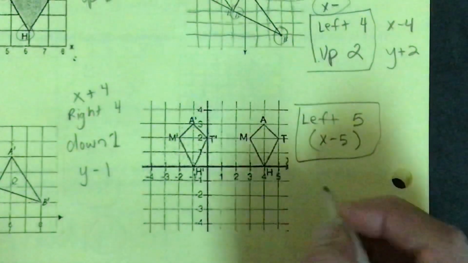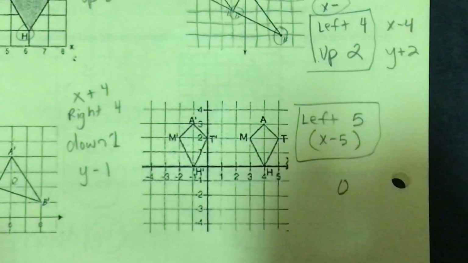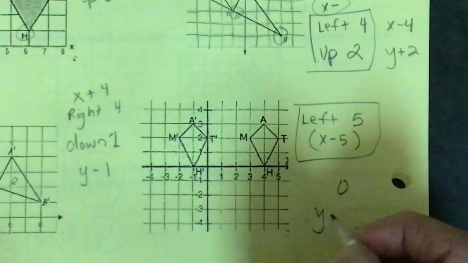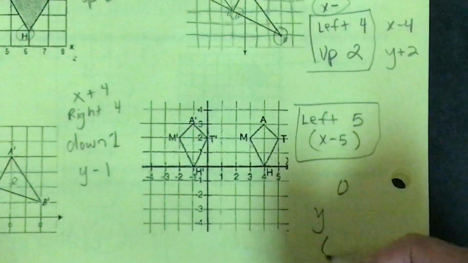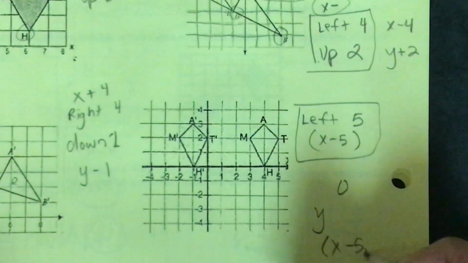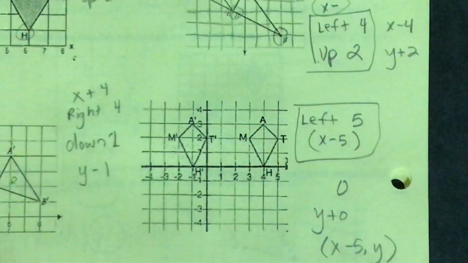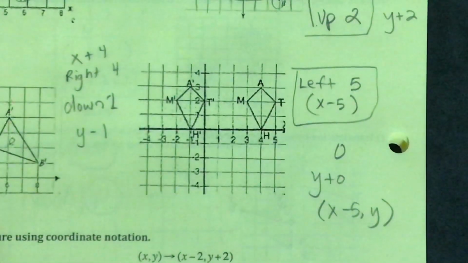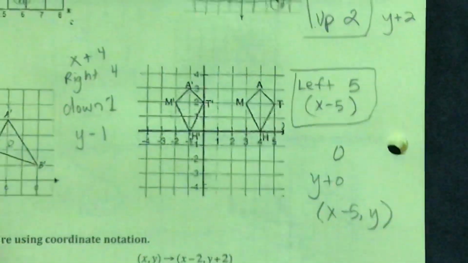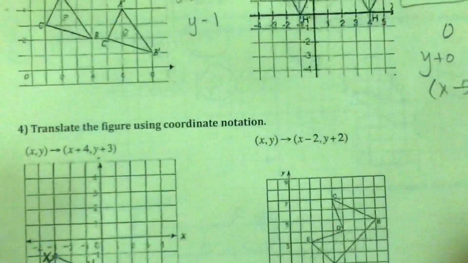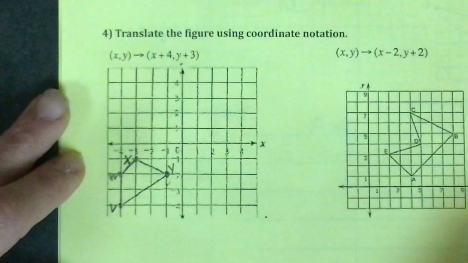Okay, I can circle up or down, but then write 0. This would be a Y, and you would actually just leave it blank. So your notation would be X minus 5, Y. It doesn't change. Now if I add 0 or subtract 0, does that change anything? It does not. So that's all you need to mark on your homework is left 5. Okay, and now we're going to translate this. Now we're going to actually practice translating this.